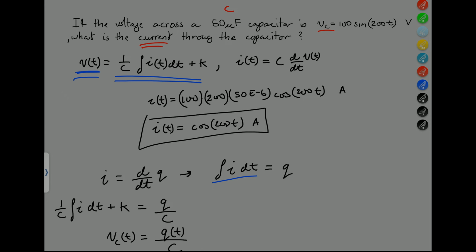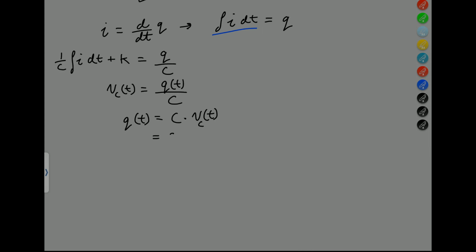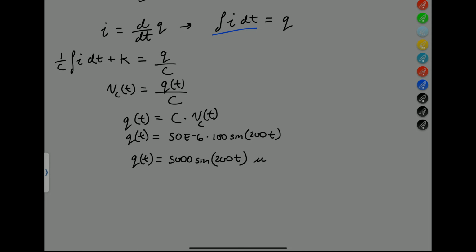Our capacitance is 50 microfarad, so we multiply 50 times 10 to the negative 6 by our voltage, which had a coefficient of 100, sine 200t. That is the charge, which is equal to 50 times 100, which is 5,000, sine 200t. The 10 to the negative 6 is micro, so that would be microcoulombs.